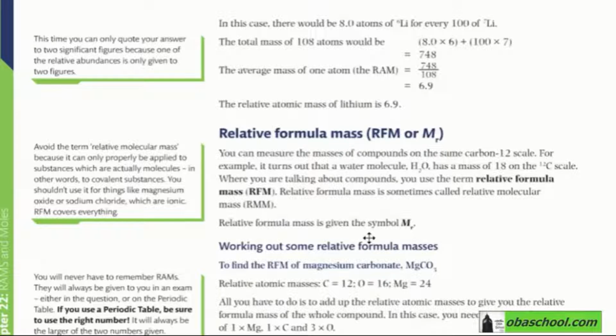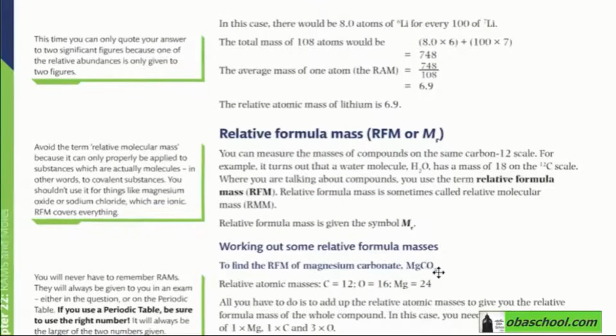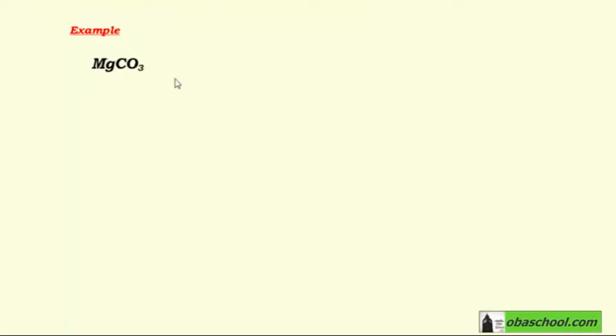Now we will calculate the relative formula mass of magnesium carbonate. How? Let's see together. So we have magnesium carbonate, and we're given the relative atomic mass of each element. Carbon equals 12, oxygen equals 16, and magnesium equals 24. The relative atomic mass is always given, so don't worry, but pay attention now to how to calculate the relative formula mass of magnesium carbonate.